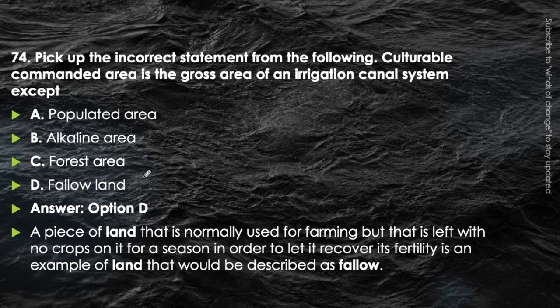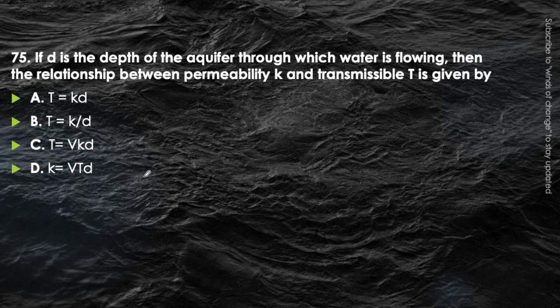Okay. Next question. If the depth of the aquifer through which water is flowing is given, the relationship between permeability K and transmissibility T is given by.